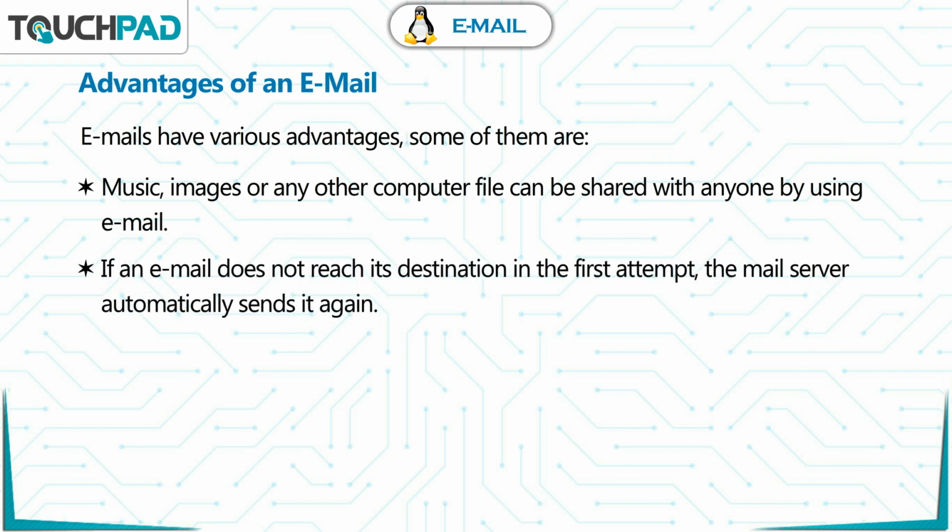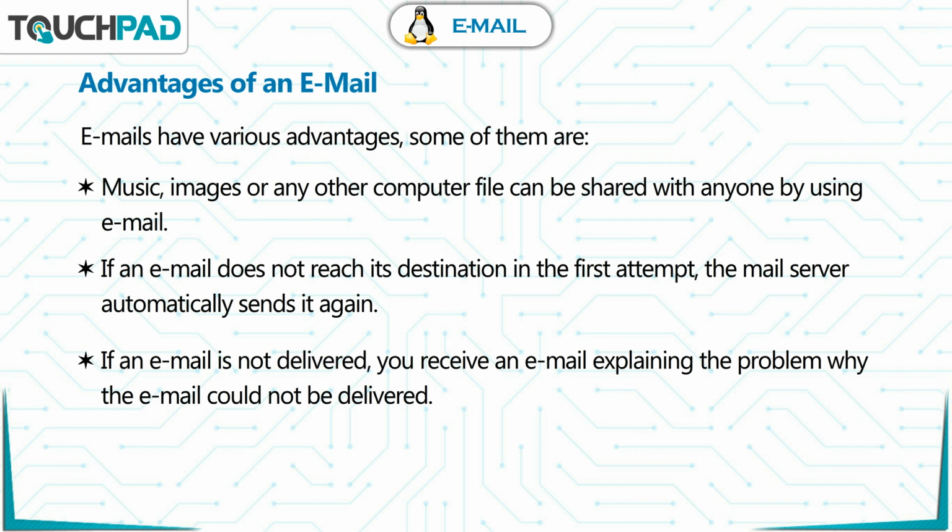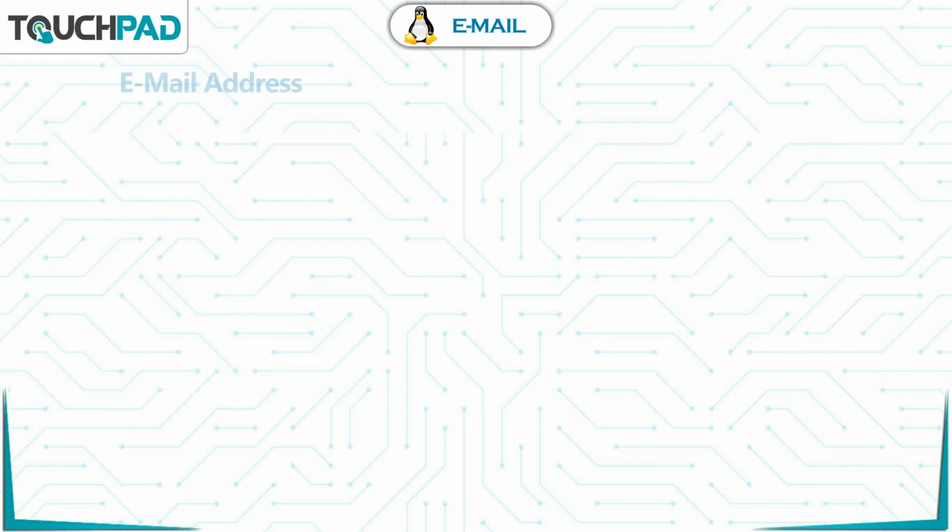If an email does not reach its destination in the first attempt, the mail server automatically sends it again. If an email is not delivered, you receive an email explaining the problem why the email could not be delivered.